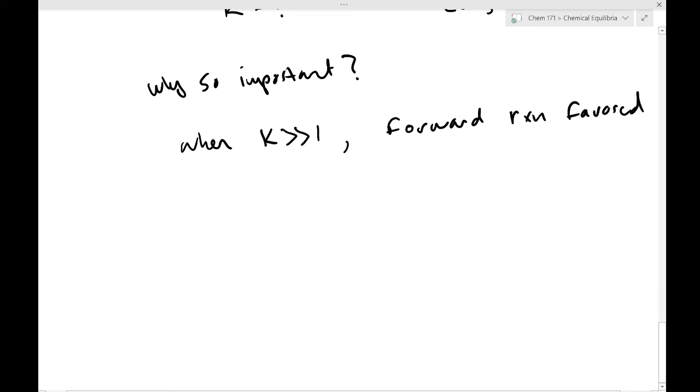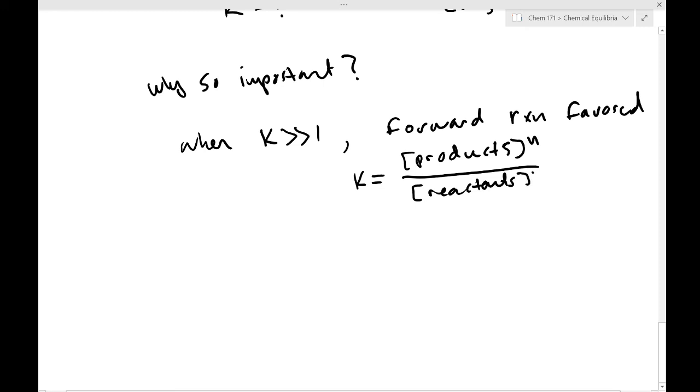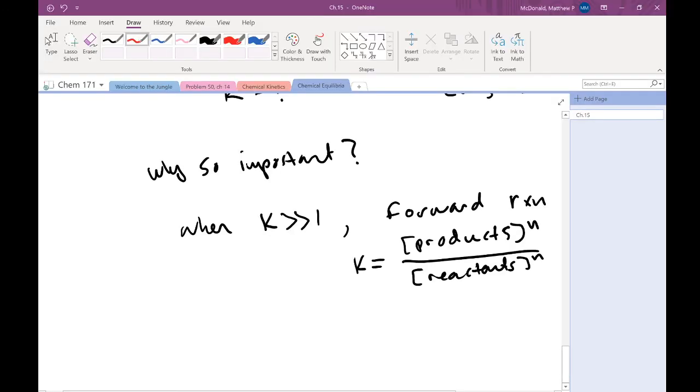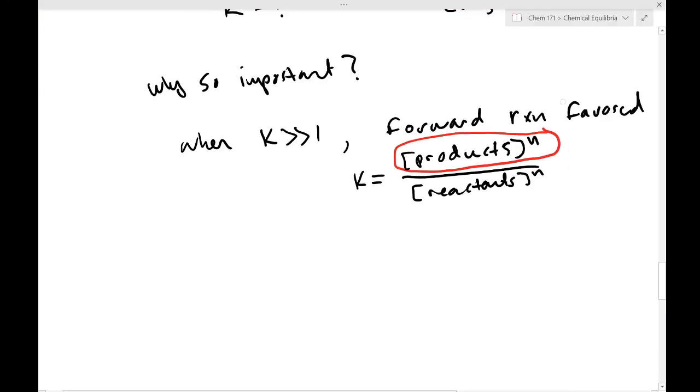Okay. That means that basically the forward reaction is going to be much more significant than the backwards reaction. Okay, and if you recall what the equilibrium constant looks like, it's products over reactants, right? Products raised to the n over reactants raised to the n. In this case, the products are winning out. Okay? The products are winning out, so K is much greater than 1. So that means that the forward reaction is favored. Okay, so that's the first case.